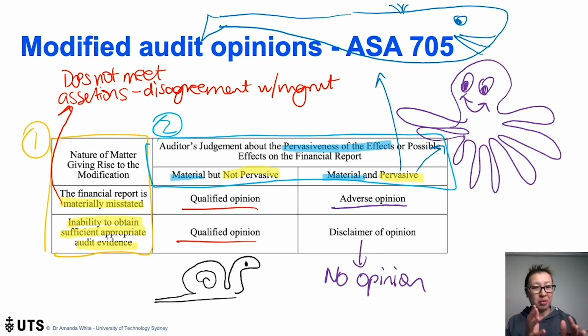For material but not pervasive, imagine I've got my little slug there, or if you wanted to go even smaller, like a little ladybird, it's just one small error, but it's not pervasive, okay? So students will tend to jump to pervasive really, really easily, but think about the octopus.